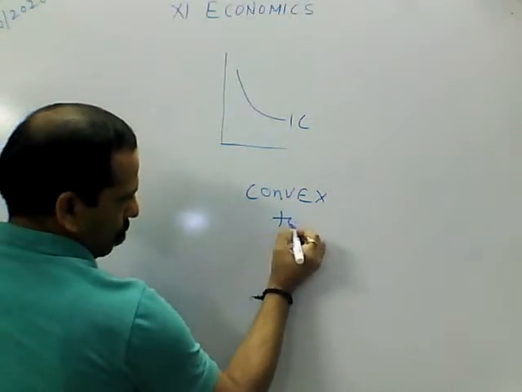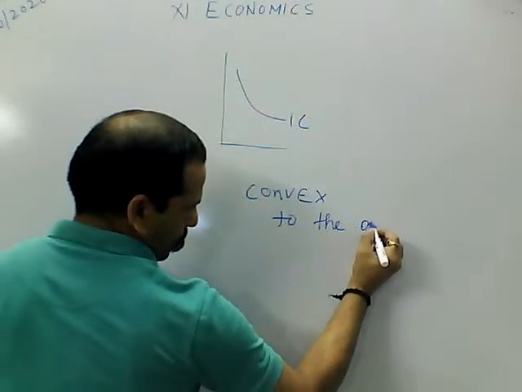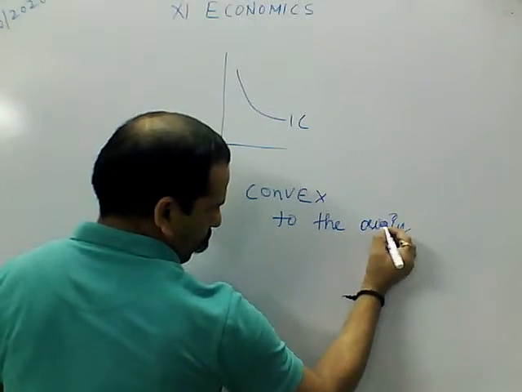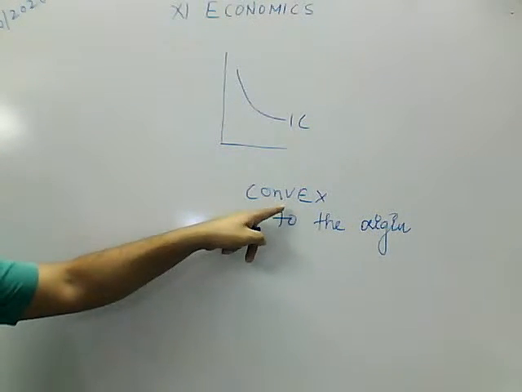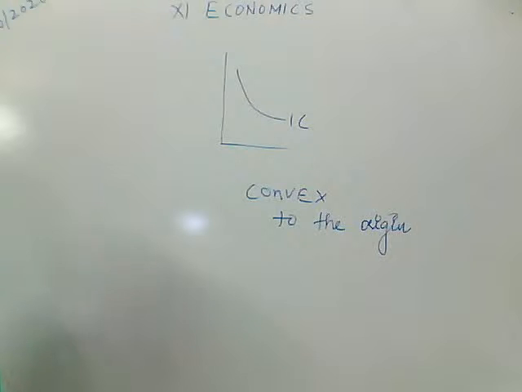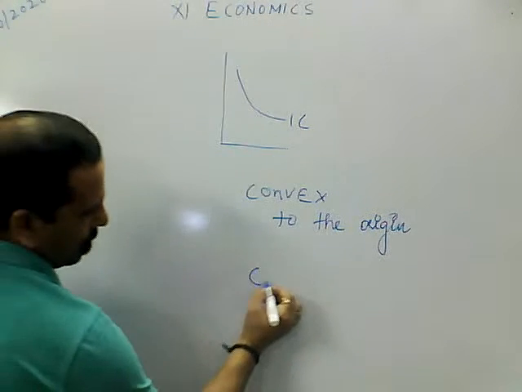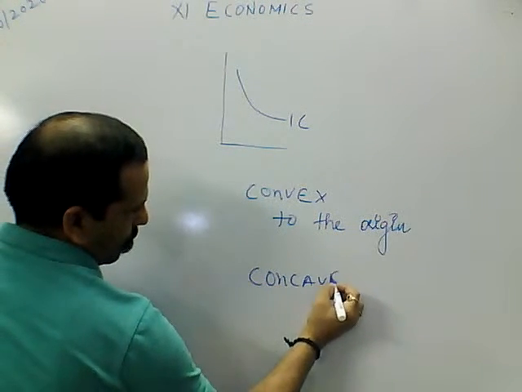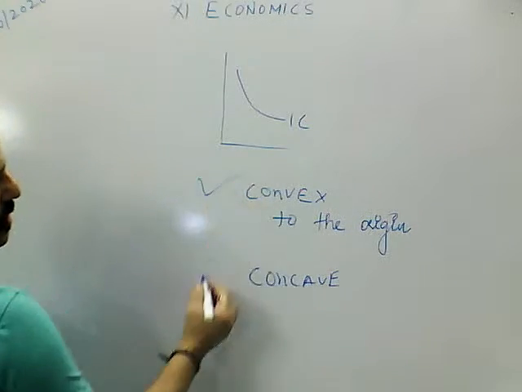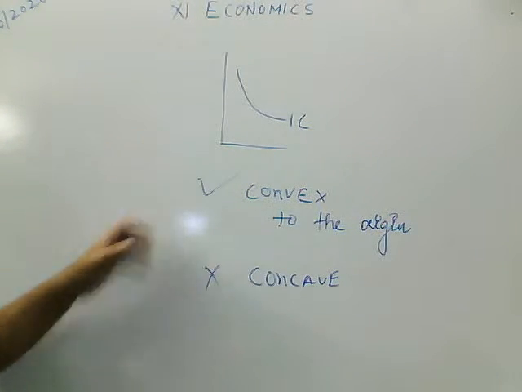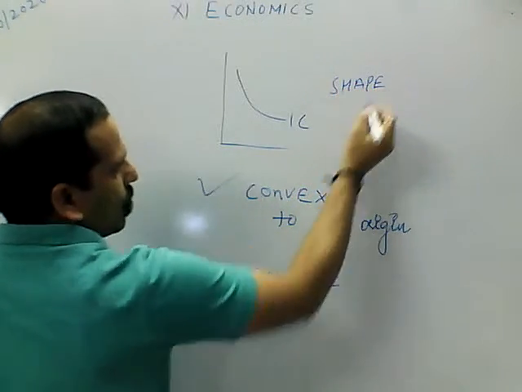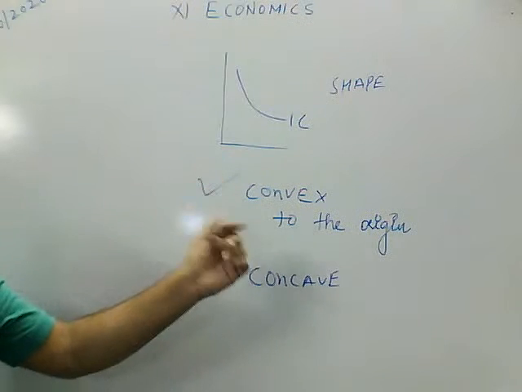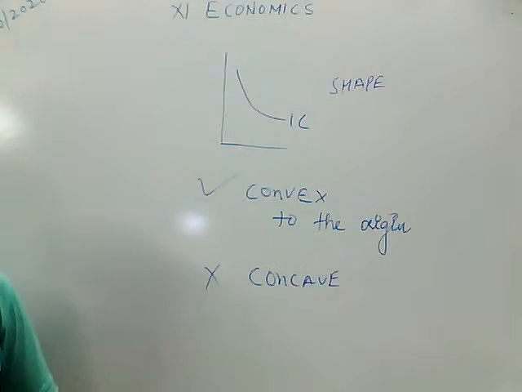Convex to the origin. The shape of indifference curve is convex to the origin or concave. Which one is correct? This or this? I am talking about the shape. The shape of IC curve is convex to the origin. Correct? Okay? Convex to the origin.